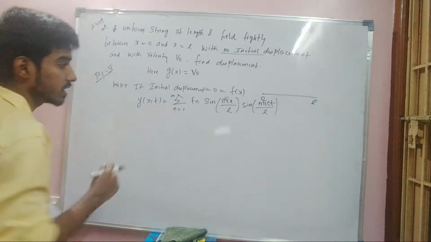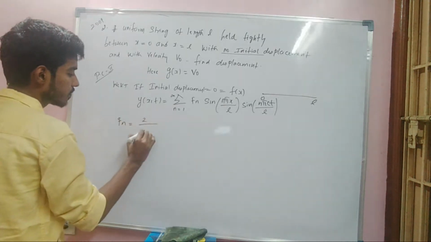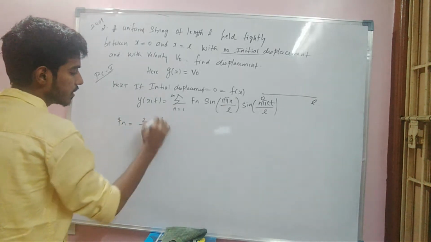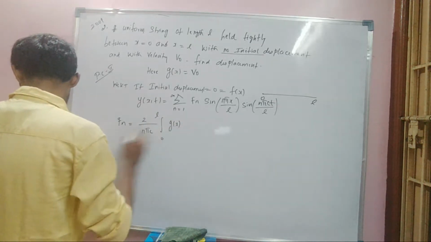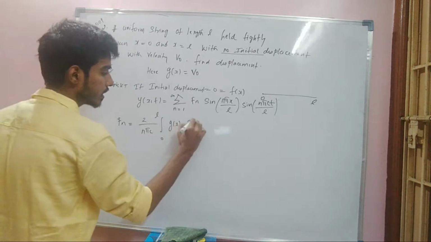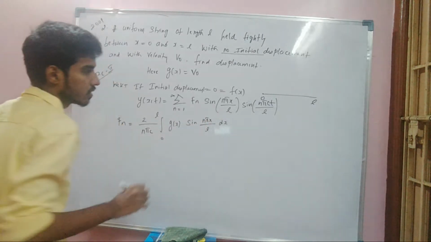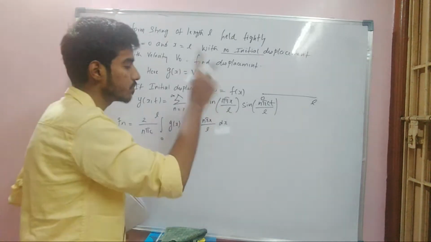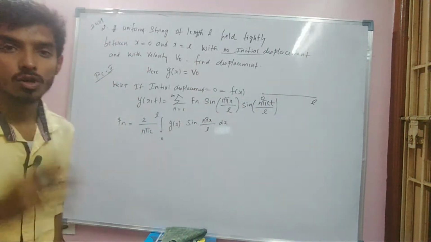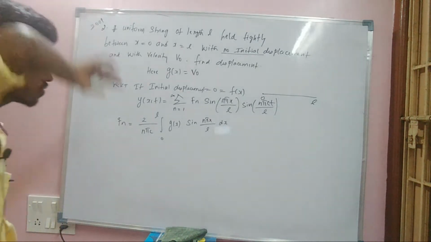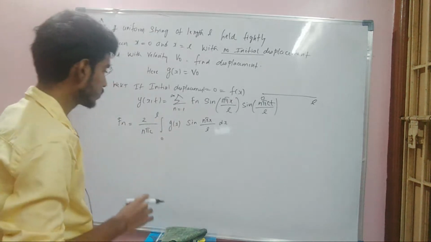Now we need to find Fn. So what is the formula for Fn? Fn is equal to 2 by n pi c, integral 0 to L, g of x sin(n pi x by L) dx. In the notes I have given the limits as 0 to a, so here it is 0 to L. You just replace a with L. So we need to find Fn and then substitute it here. That's it.